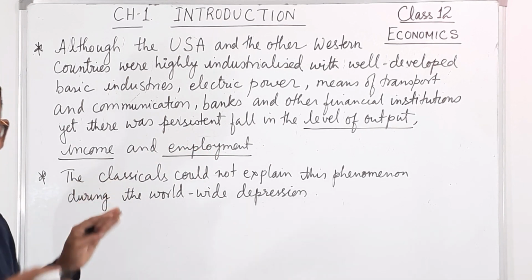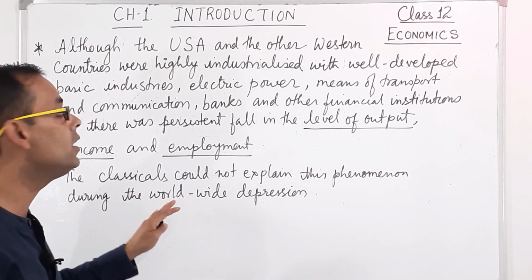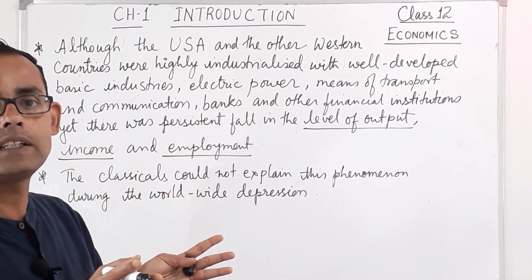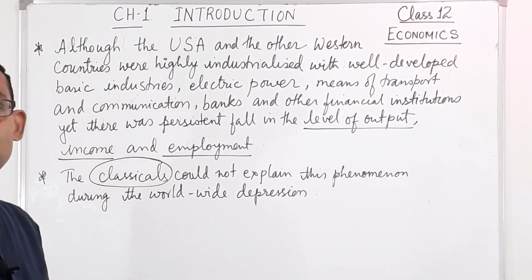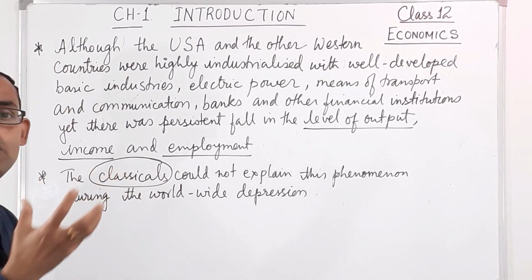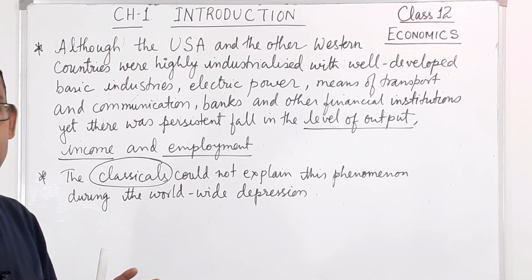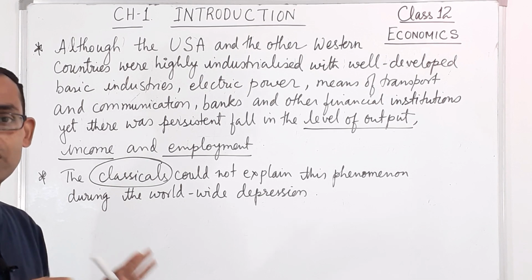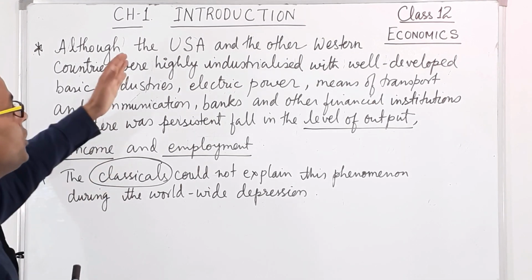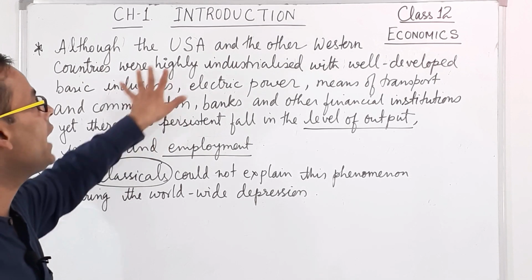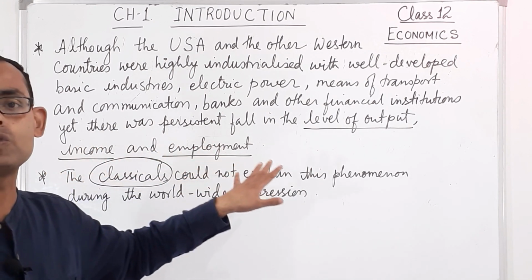And the classical school of thought could not explain this phenomenon during the worldwide depression, because the whole world was suffering from that depression. Their theory was not working. So this was the situation during the early 1930s. Before that the classical theory was accepted, but once the Great Depression came, the classical theory was not functioning. Though the USA and other Western countries were highly equipped and industrialized, the output, income and employment were still falling.